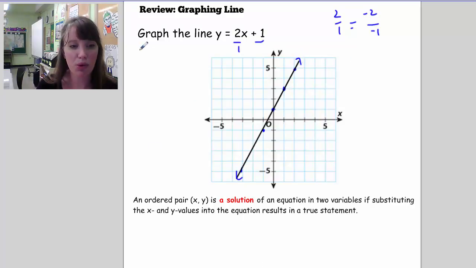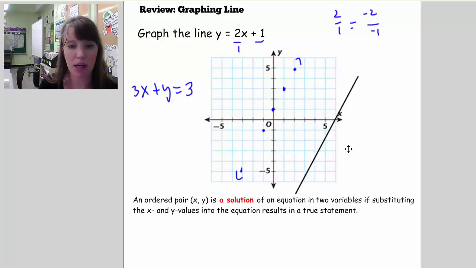Okay, and one more thing I want to note is if you have an equation that's in standard form, like x plus y equals 3, for instance, let's actually make this a little bit better, like 3x plus y equals 3. The way you can graph it is using the intercepts. So let's go ahead and try that here. Let me get rid of this line right here real quick so that we can do that.